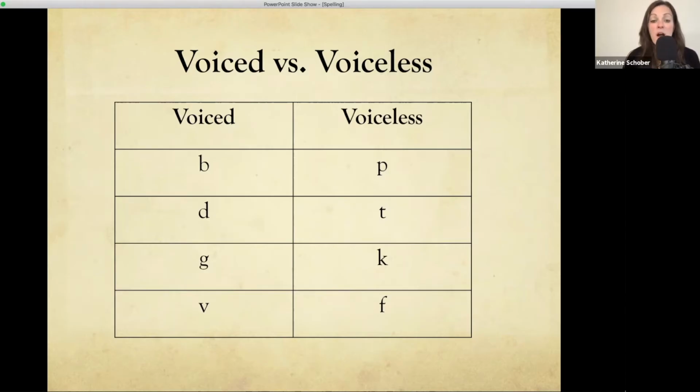And that's the same for all of these letter pairs. The column on the left are voiced. The column on the right is voiceless, but each of these pairs is made at the same part of the mouth as its counterpart. So what does that mean for you as a genealogist? Well, what it means is if your last name has one of these letters in it, for example, a P, look for it with a B as well. If your last name has a G in it, look for it with a K. If it has a T in it, look for it with a D, V, F, etc.